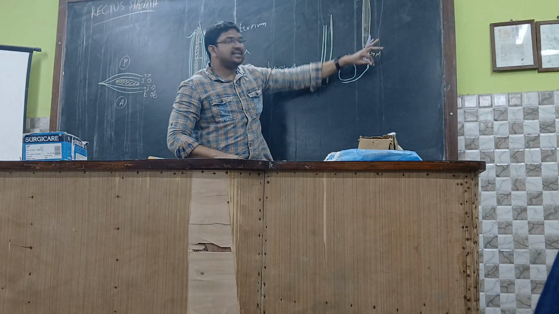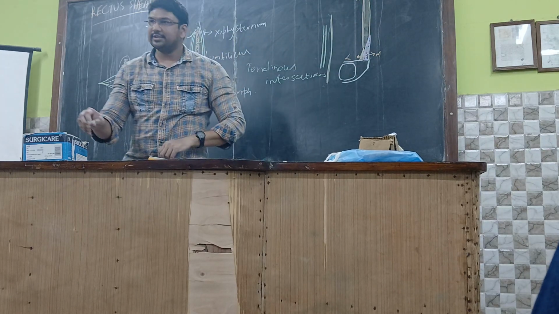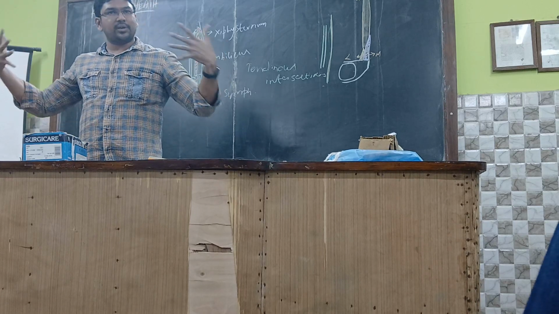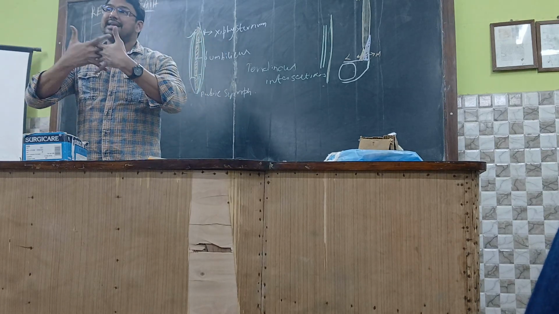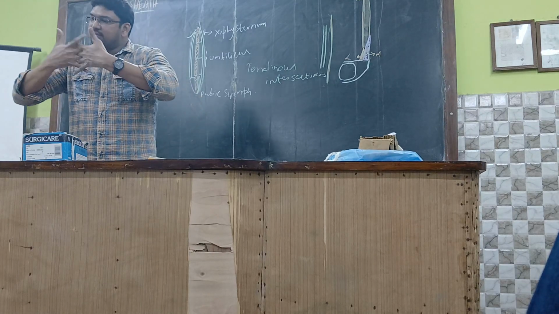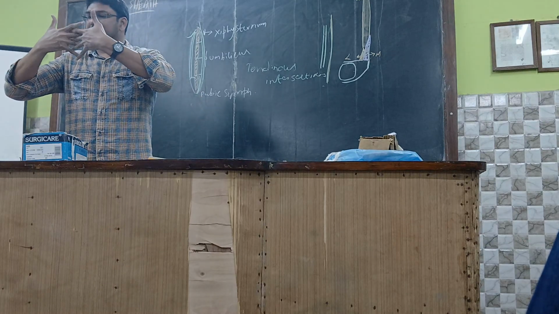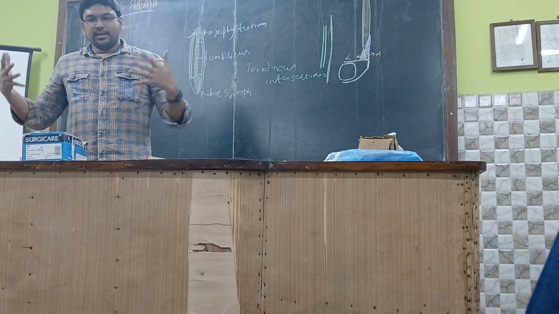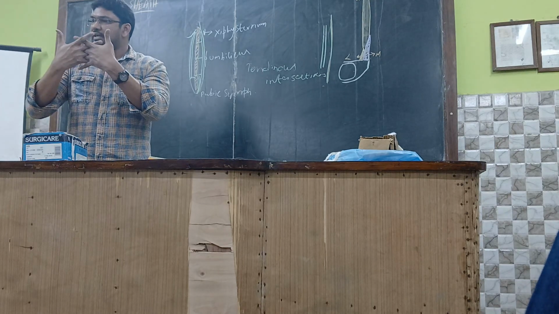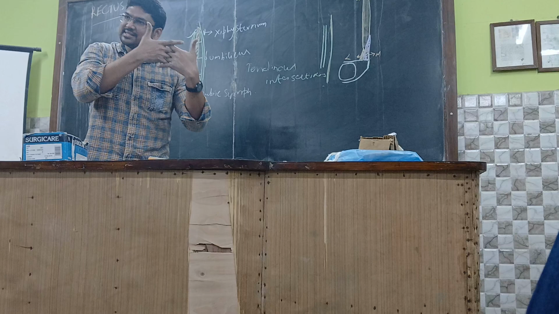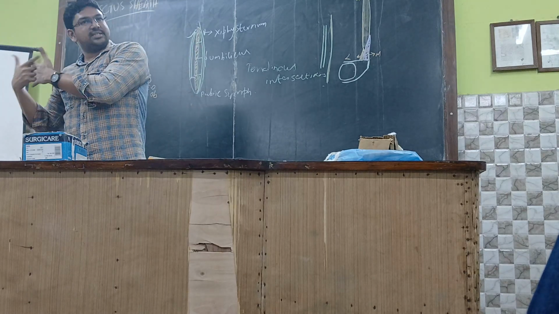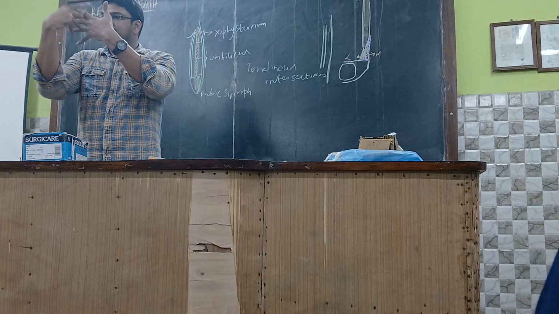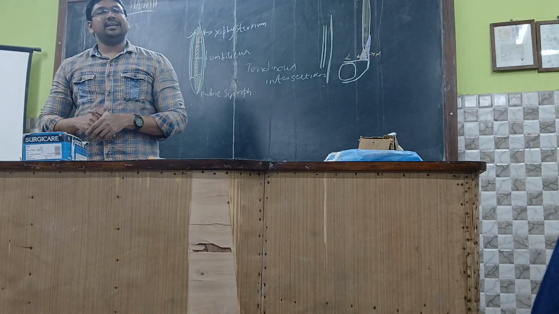The linea alba is nothing but the intersections on either side, the aponeuroses coming from either side, which will be interlacing. The aponeurotic fibers will be interlaced with each other, like putting a lace to the shoes. That means these aponeurotic fibers are continuous with that side, and those aponeurotic fibers will be continuous with this side. So this interlacement in the middle is called the linea alba.